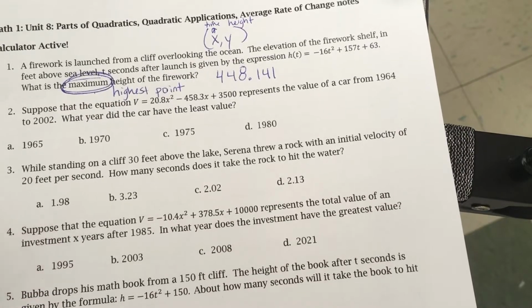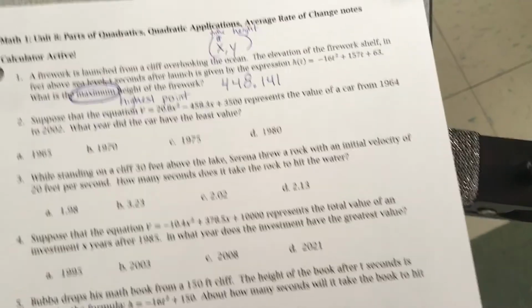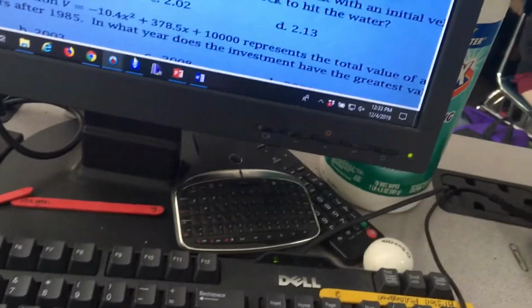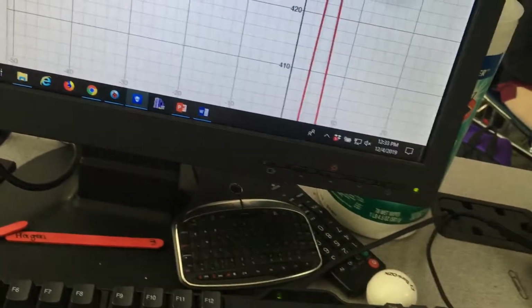Suppose that the equation V equals 20.8x squared minus 458x plus 3,500 represents the value of a car from 1964 to 2002. What year did the car have the least value? Again, it would be helpful to have a picture, so I'm going to put that in Desmos.